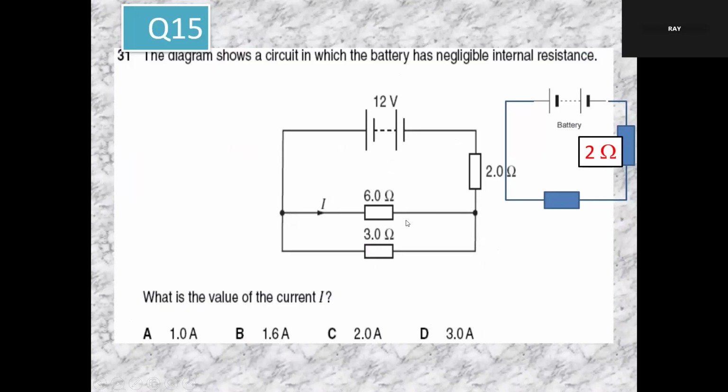Just replace these two resistors with one resistor. Find the potential difference across that resistor, then you can find the current. Replace that resistor, they are in parallel. 6 times 3 over 6 plus 3, 2 ohm. So 2 ohm, 2 ohm. So there will be 6 volt across here. There's 2 ohm here, 2 ohm here. So 6 volt across this combined resistance. I can calculate the current.